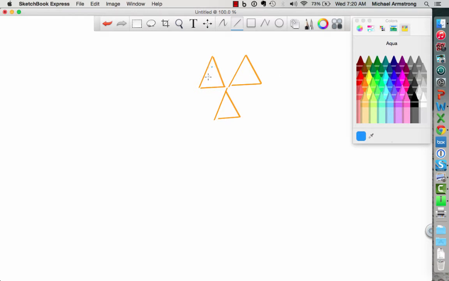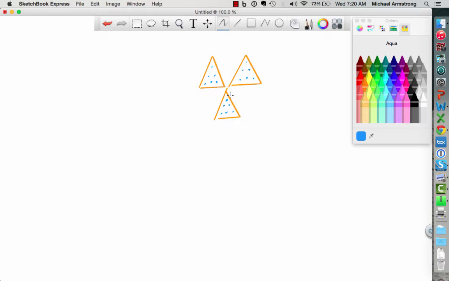There's 1, 2, 3, 4, 5, 6. 1, 2, 3, 4, 5, 6. You can see that there are 6 beads in each of 3 triangles. And we could start building our chart right now without even reading the problem. But we shouldn't do that.